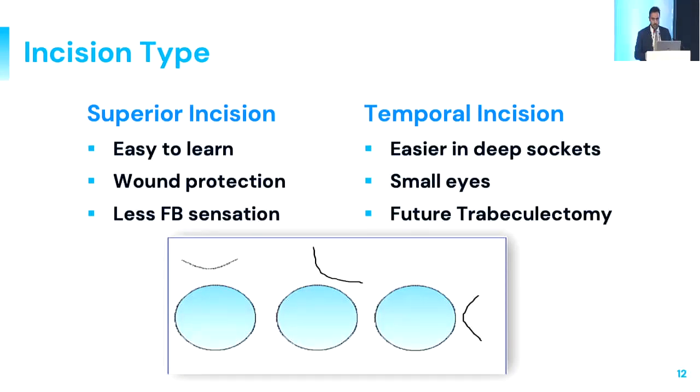The other thing we should be aware of is the incision type. There are multiple incision types. We can go for a superior incision, temporal incision, or a superotemporal incision. Superior incisions are easier to learn, and during post-graduation days we used to give superior incisions. There is better wound protection and lesser foreign body sensation. With a temporal incision, we correct the astigmatism, because against the rule astigmatism is the most common one. It is easier in a deeper socket patient. It is also easy in small eyes, and the best thing is that it preserves the superior conjunctiva, which may be useful for a future trabeculectomy.